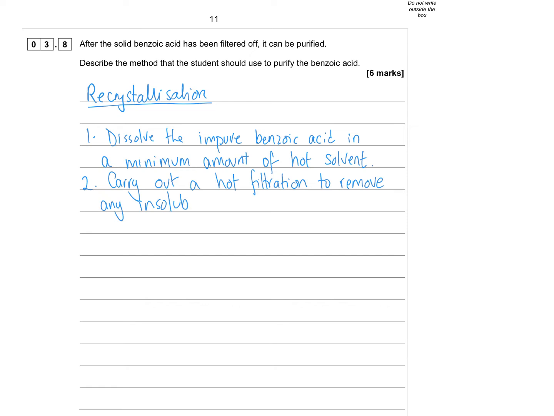The next step would then be to allow the solution to cool, and you want that to happen quite slowly because you want some big crystals to form. So we allow it to cool and crystallize.